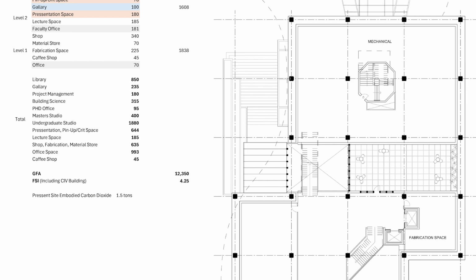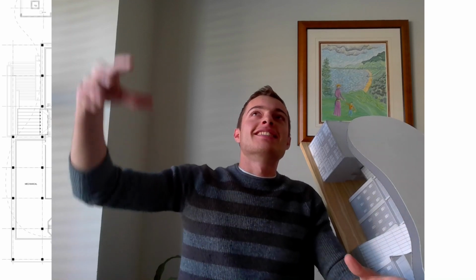Then below here we got GFA, gross floor area, and we got the FSI. The FSI is just the gross floor area divided by the total site area. So you add up all the floors, divide it by the site, and you get the FSI. Just add it in. Oh, he's got the FSI on there. That's interesting.